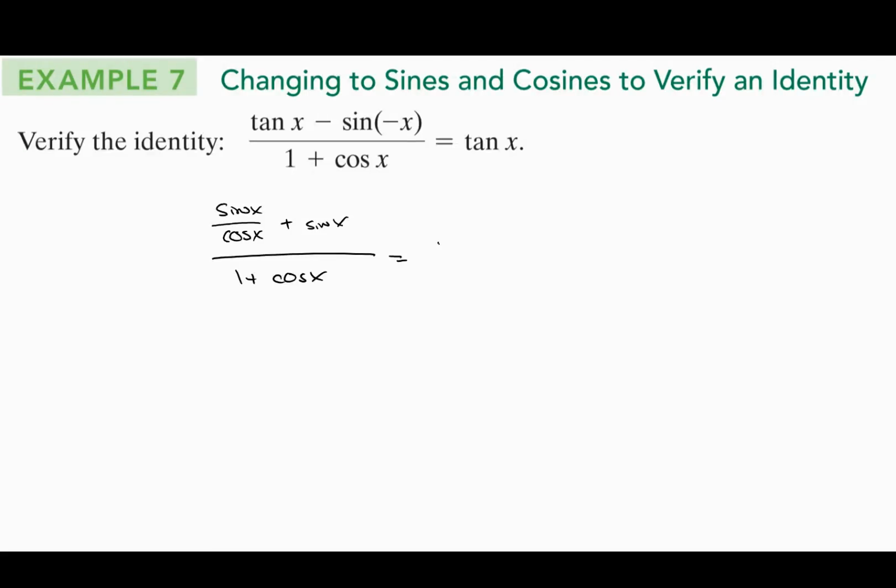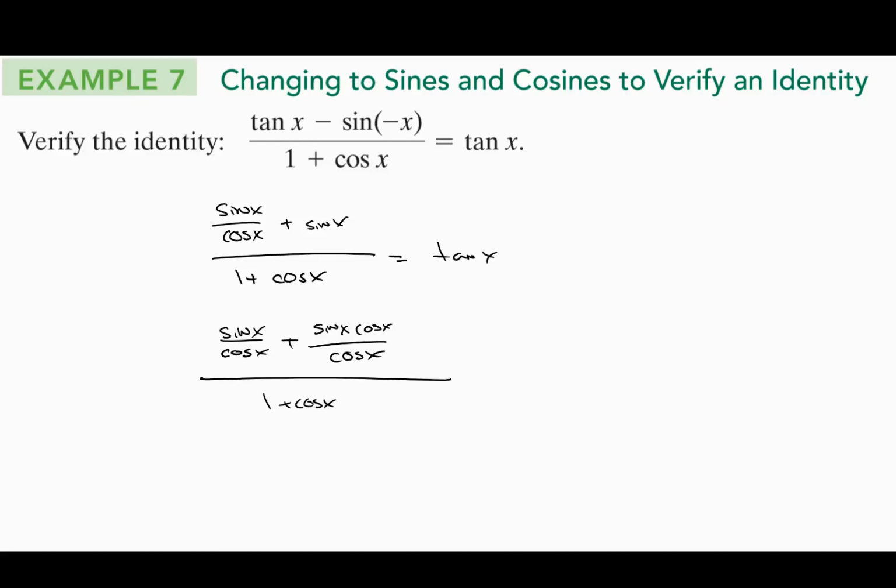Before I start going crazy with multiplying by conjugates of the denominators, I really should clean up the numerator up here. Okay, so I really should try to make this into one fraction, and then let's see what happens after that. So in order to do that, I'm going to need a common denominator. So that's the sine over the cosine plus the sine times the cosine over a cosine. And all of that is still over 1 plus the cosine.